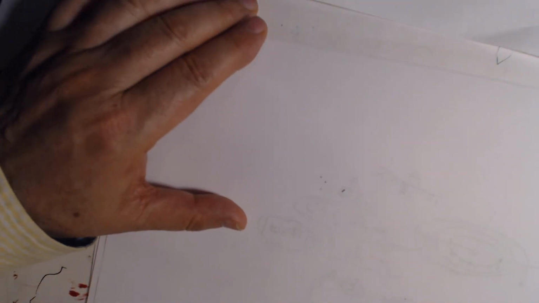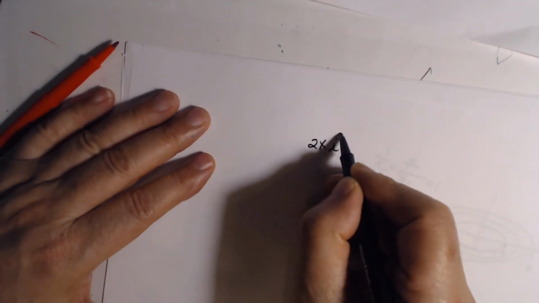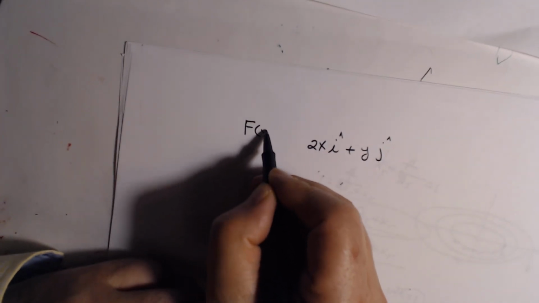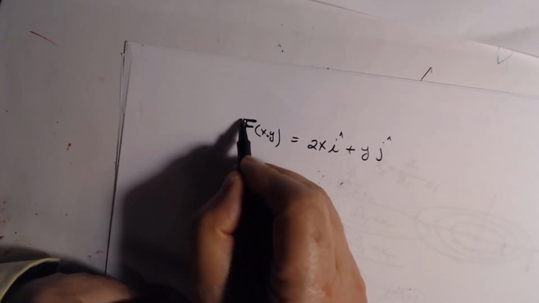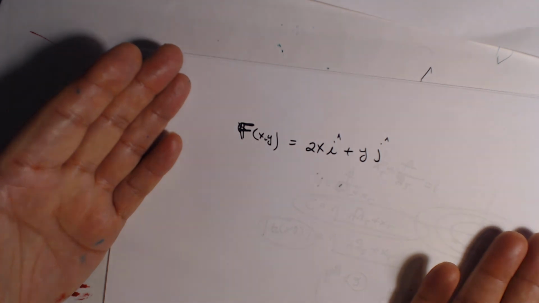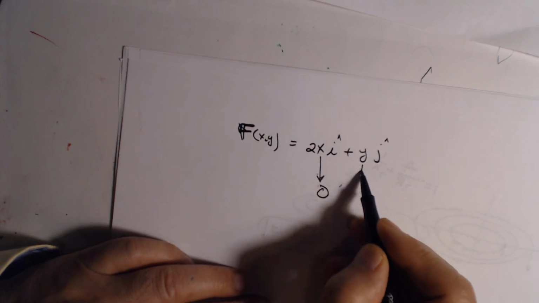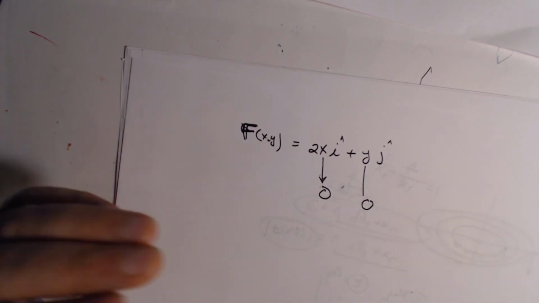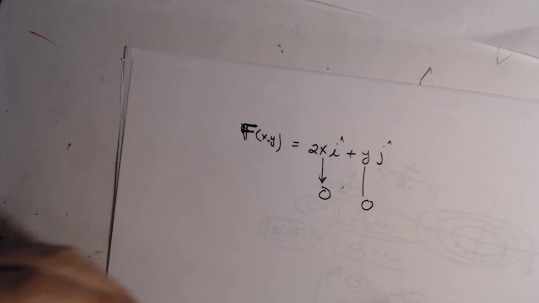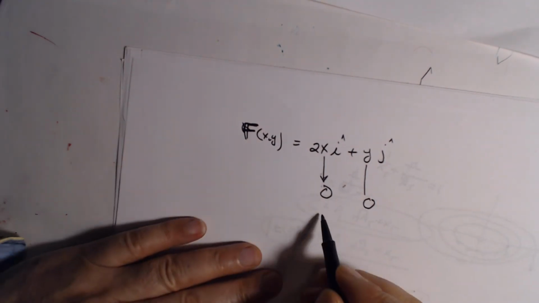Then, if someone asks you that I do have a vector field of 2x i plus y j, and I said this is a vector field and that should be boldface. Is this conservative or non-conservative? What is the partial derivative with respect to y? 0. What is the partial derivative with respect to x? 0. That's conservative. Then I'm going to ask you right away, give me the potential function.